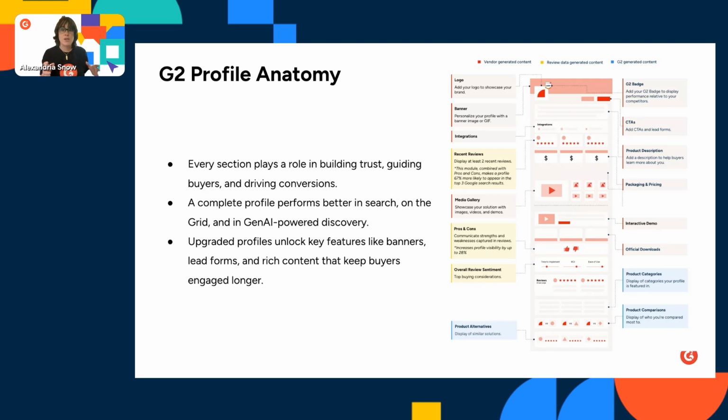A complete profile is going to perform better in search overall, in both the grid and in generative AI. So at the very least, you want to fill it out to your most complete ability, and go back and ensure you're keeping it up to date on a quarterly basis. Upgraded profiles do unlock additional key features such as banners, lead forms, and additional rich content that can keep your buyers engaged for longer. And so it's a real plus there when you're looking at that.